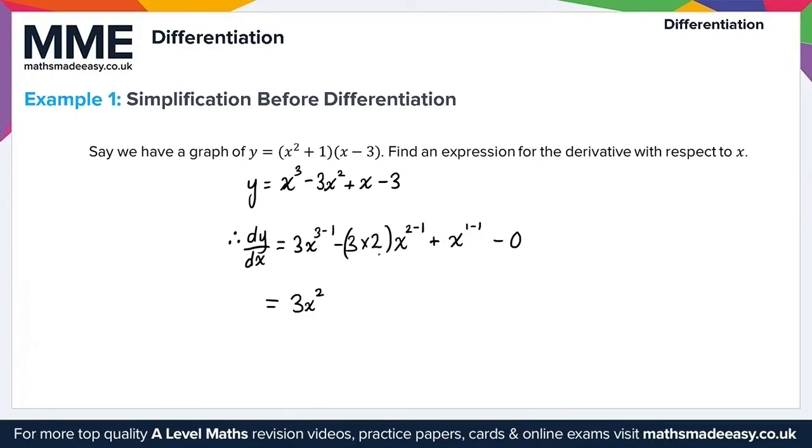We've got this 3 times 2 in the bracket, so that will give us minus 6x. Evaluating the power, 2 minus 1 simply gives us 1 for our power, so we can leave that as minus 6x. And finally, this x to the 1 minus 1 is going to give us x to the 0, and anything to the power of 0 simply gives us 1. In that case, we found our expression for the derivative with respect to x, giving us the solution to example 1 on simplification before differentiation.